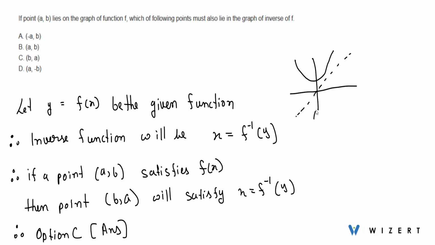So it will be somewhat of this nature, right? So this is the inverse of the given graph. So suppose this is f(x), then this will be f inverse of x. That's how we find the inverse of any function.